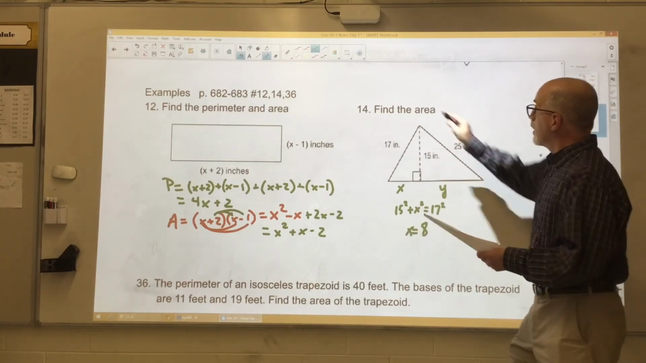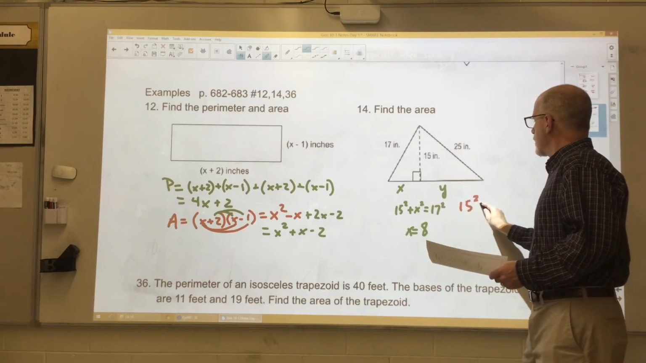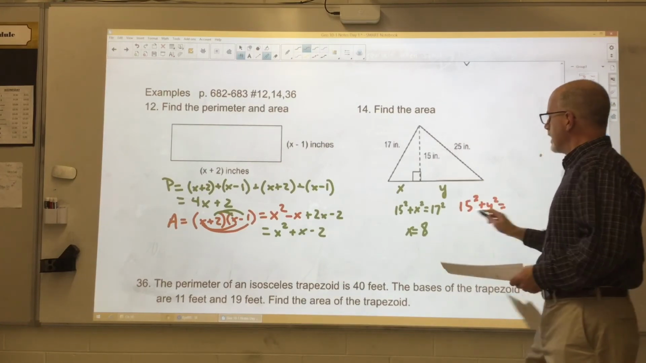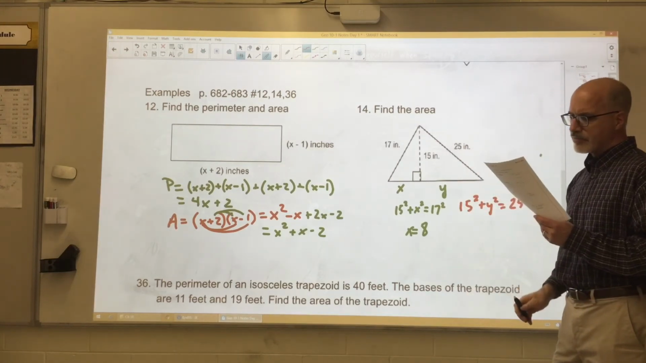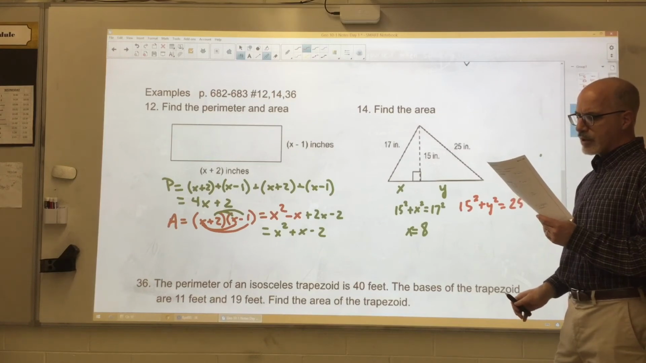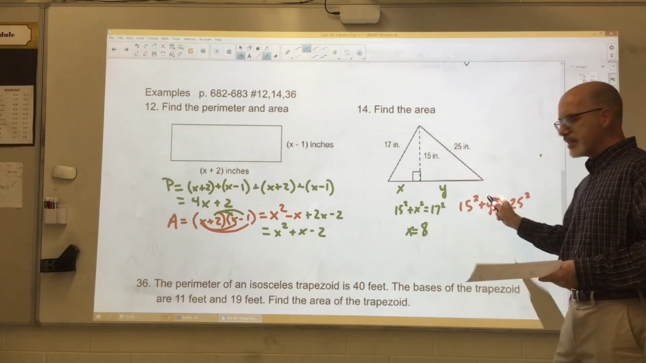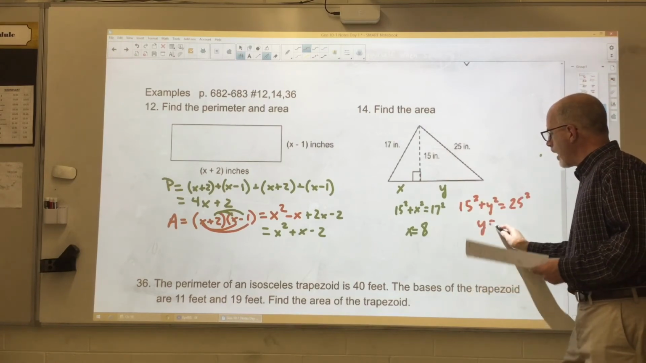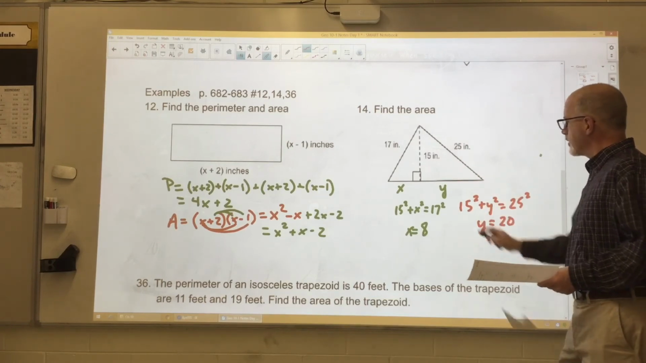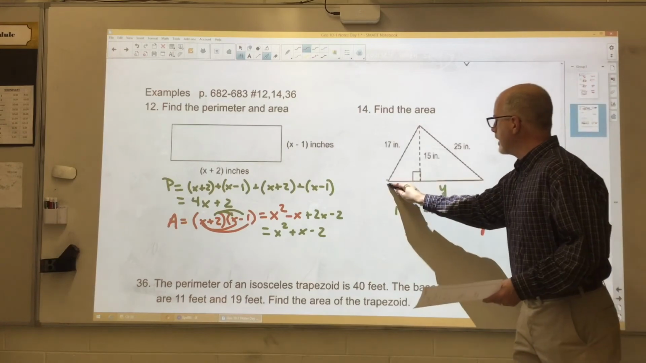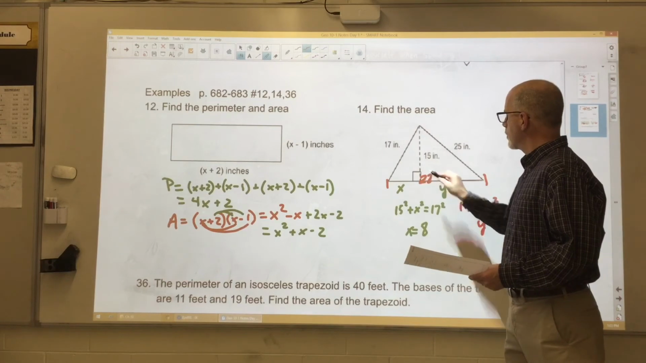I'm going to change colors here. I'm going to go 15 squared plus y squared equals that 25 squared for that one. And when we do that, we're going to get that value. We'll take 25 squared, subtract 15 squared, and take the square root. We get y here equal to, in this case, 20. And so this whole base here, from here to here, is going to be 28 units wide.